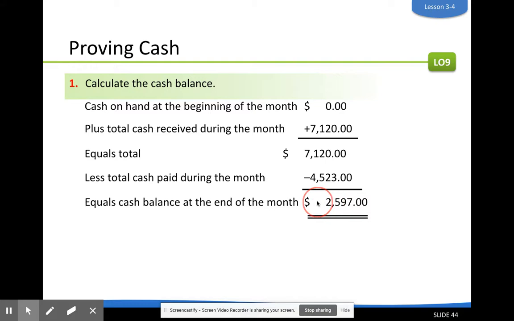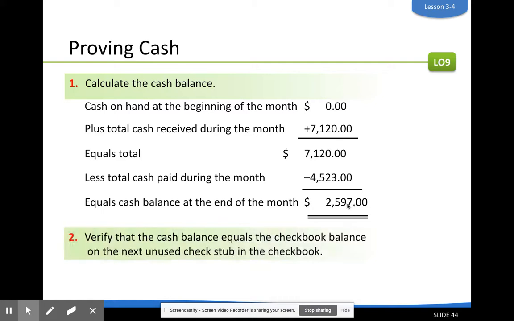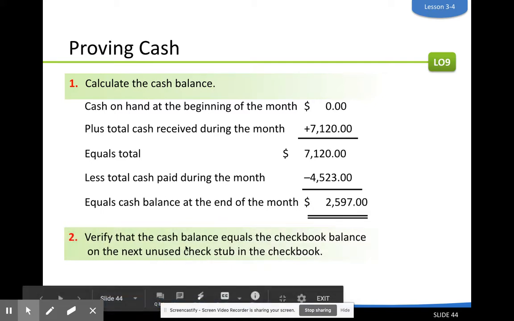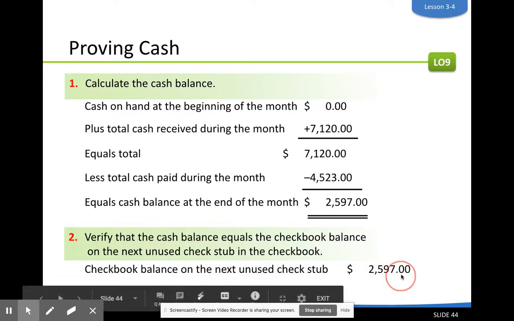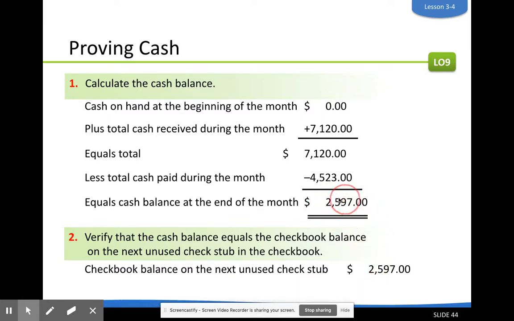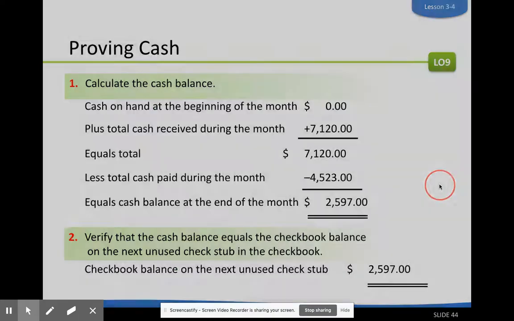How we prove that is by using our check stub. On check stubs, when we complete a check stub, we keep track of the balance that should be in the bank account. So our balance, based on our next unused check stub, should be $2,597, which matches what we have based on our journalizing. So we are good to go. That is how you prove cash. You want to do that at the end of every month, just kind of a double check that our journalizing matches what the bank has.